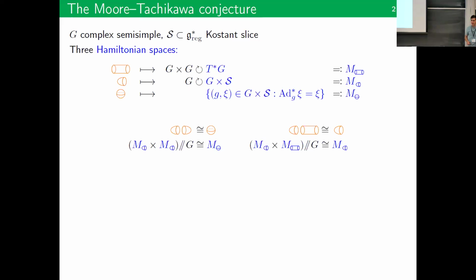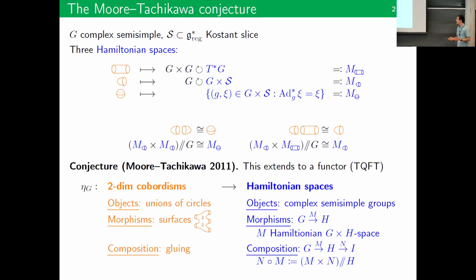So the conjecture says that you can extend that to associate to every surface with boundaries a Hamiltonian space, which has as many G actions as their boundary components, and such that gluing surfaces corresponds to Hamiltonian reduction. So another way of saying that is that this extends to a functor from the category of 2-dimensional cobordisms to a certain category of Hamiltonian spaces. So 2-dimensional cobordisms here is just the category whose objects are unions of circles, 1-dimensional compact manifolds. Morphisms are surfaces bounding them, and then you compose by gluing.